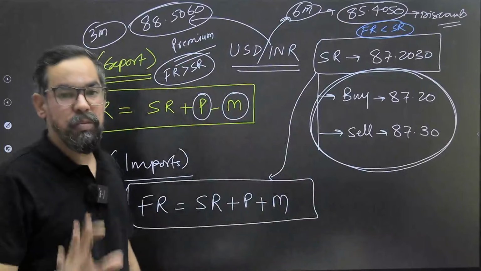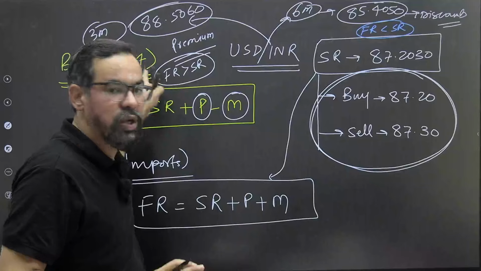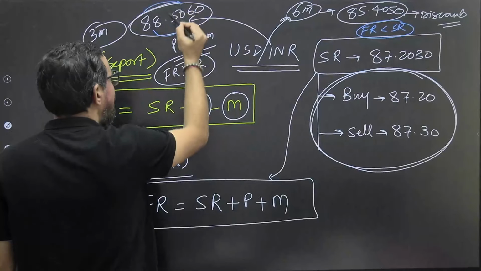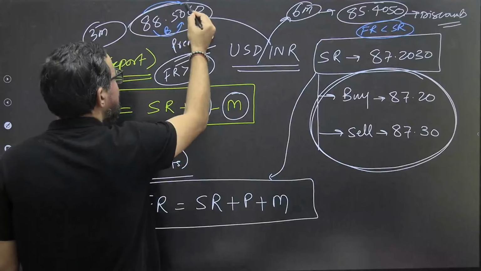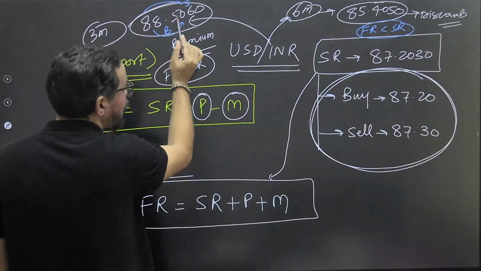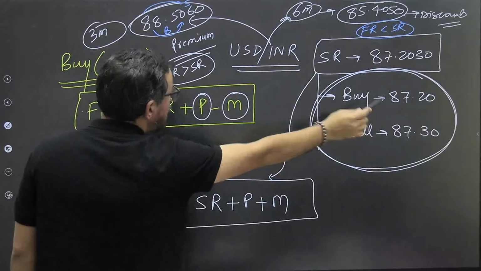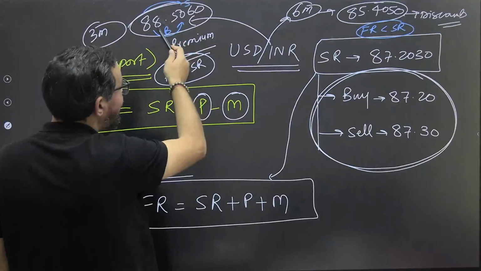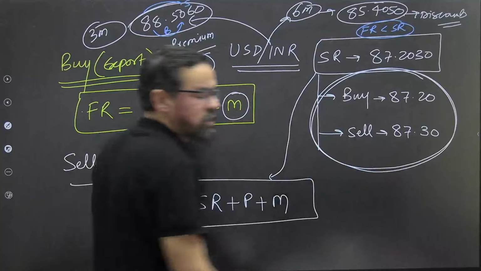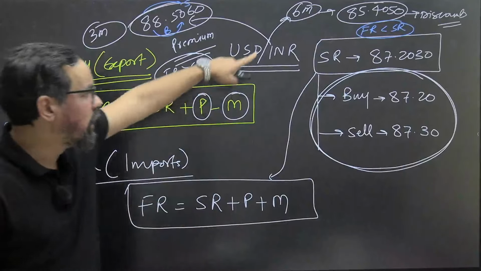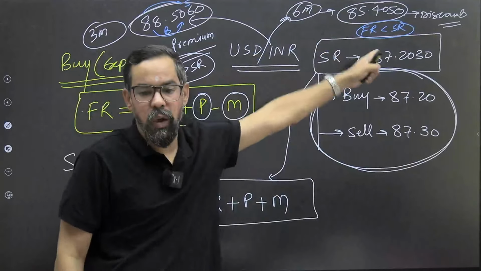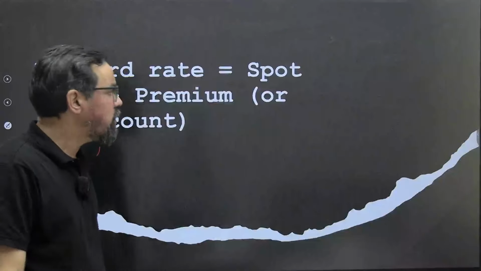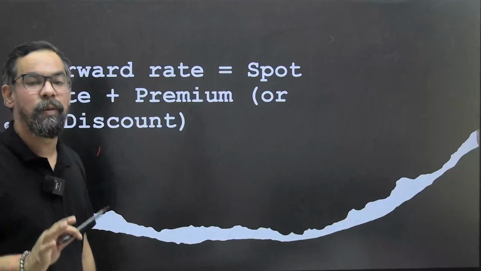And this premium or discount, when it is a case of premium, it will get added in buying rate as well as in selling rate. So this is the buy rate and this is the sell rate. Here buy rate is 88.50, here it is 87.20. That means there is a premium in buying and premium also available in selling, 88.60, 87.30. Right? So that is the case. Similarly, when it comes to the discount, it also gets involved in both buying rate as well as in selling rate.